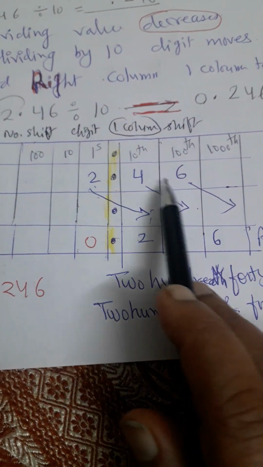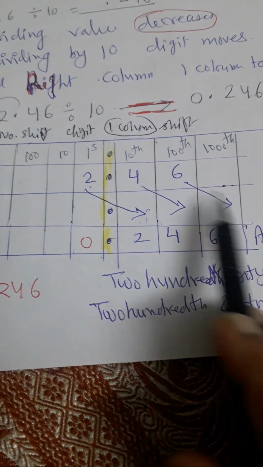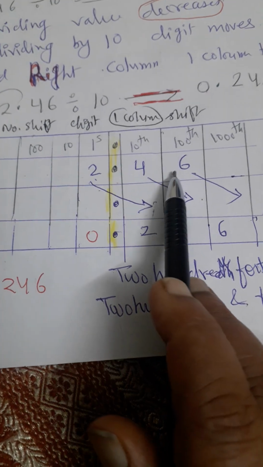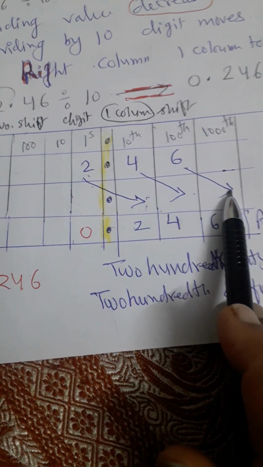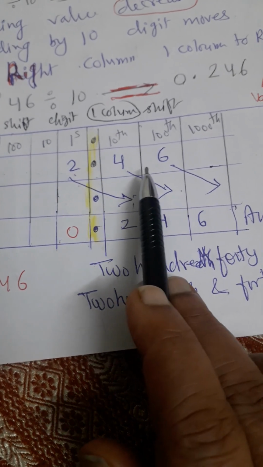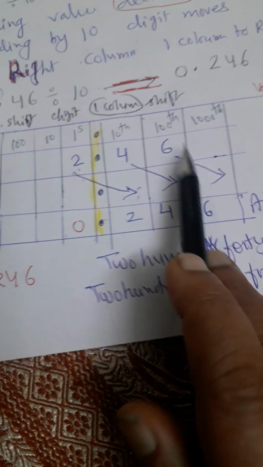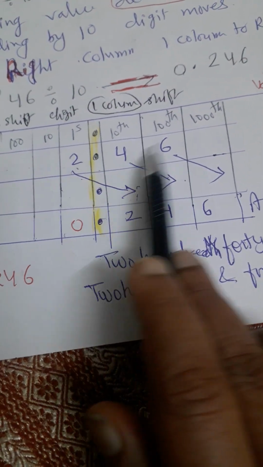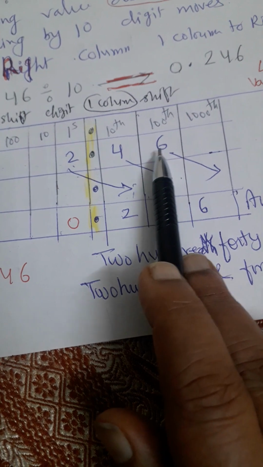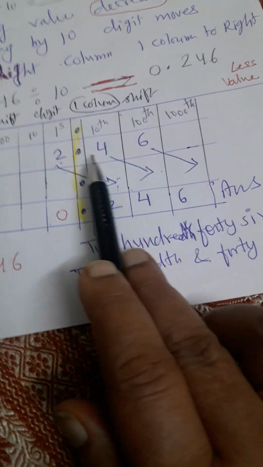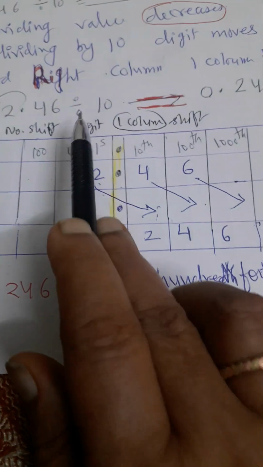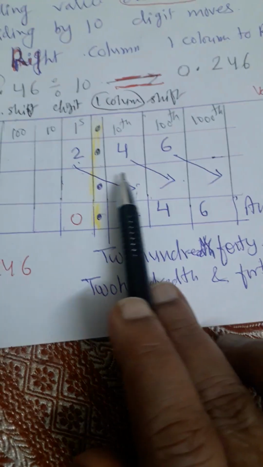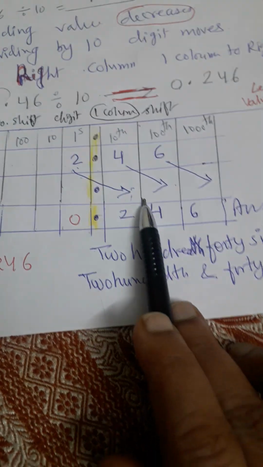So what will happen? This 6 will jump towards the right side, because the value is decreasing now. The 6 is coming towards the hundredths, which is much smaller than the tenths. So this is the smallest value, and this 4 is bigger than the 6. This way we see that when we are dividing any number, it will decrease, it will become less.